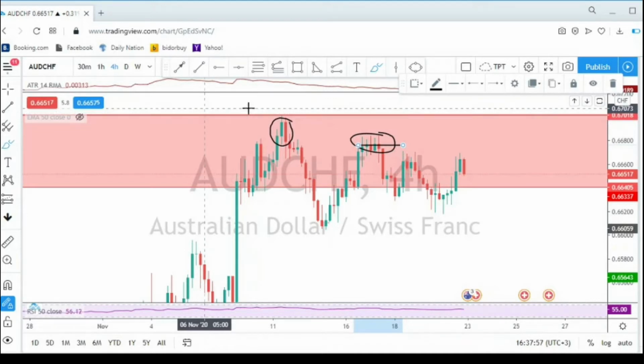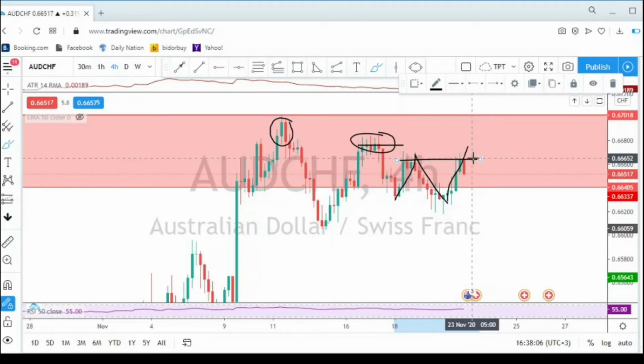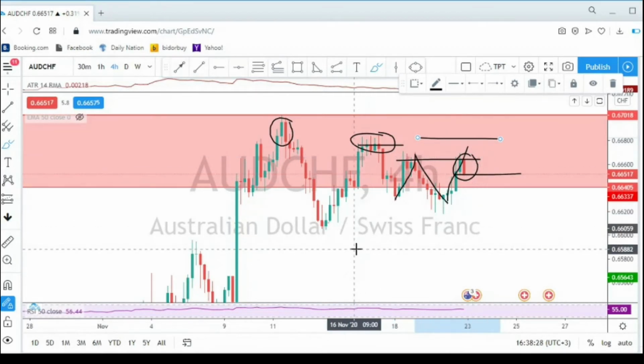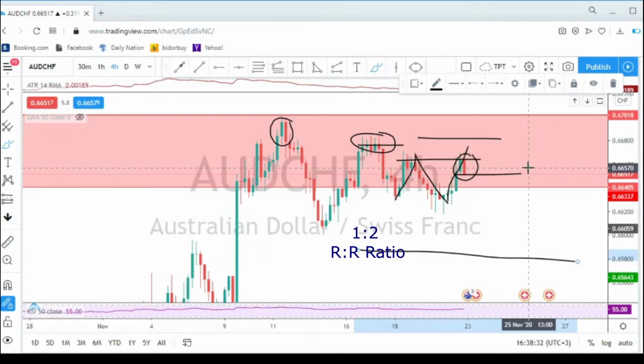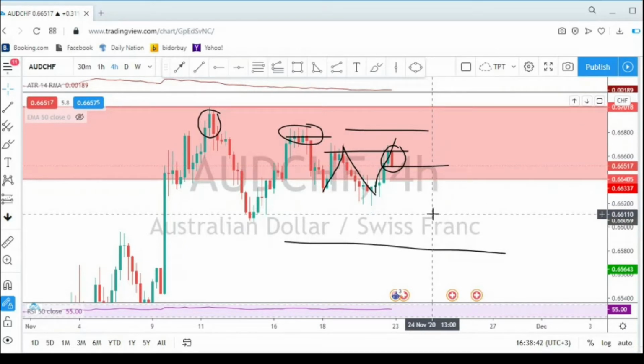Currently, we have this first top, a pullback, and the second top. And on this second top, we have a bearish engulfing candle. So this could be your entry reason. Stop loss a few pips above these candles of the double top, and take profits could be somewhere here. I normally go at 1 to 2 risk to reward ratio.